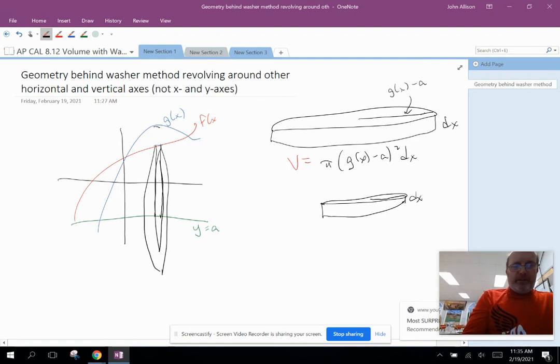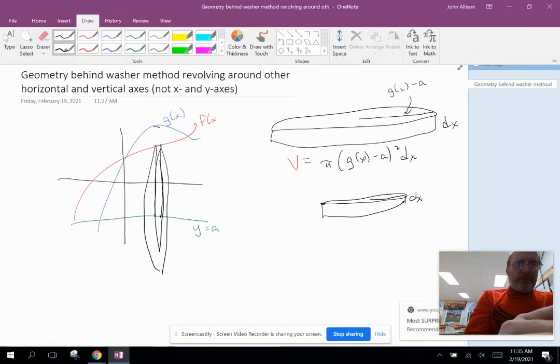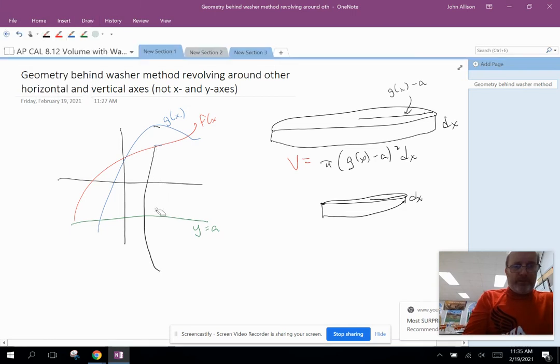And now you see the height of the rectangle. Let me unclutter this a little bit first. The height of the rectangle that generates the disk that we're talking about now is going to be f of x minus a. So that radius is going to be f of x minus a. And the volume of this smaller disk, this is the inside, this is the outside.